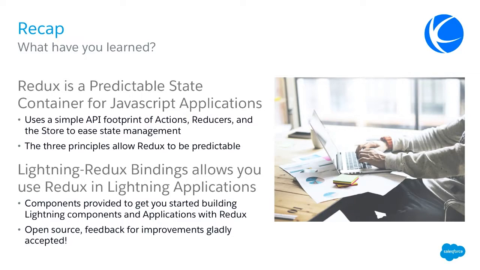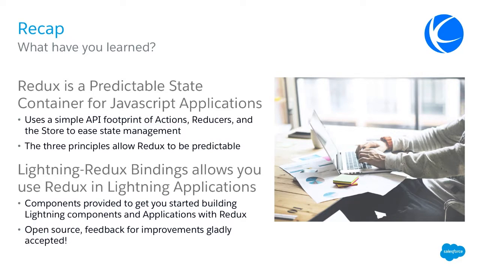So recap on what we've learned. Redux is a predictable state container for JavaScript applications. It has a very simple API. What I found using Redux is that the unidirectional flow of data is very easy to debug. So if you're ever at any point of your application where you're like, what's going wrong? Something's going wrong. You have a very set way of knowing what to look at.